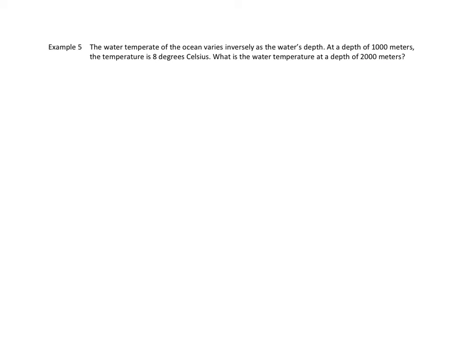So to start with, I'm going to define my variables. It's fine to use x and y, but I'll use T for water temperature. I guess you could use C for Celsius, but I'll just use T for temperature. And then I'll use the letter D for the depth. If these two variables vary inversely the way I have it set up here, that is, the temperature varies inversely as the depth, I need to solve for k.